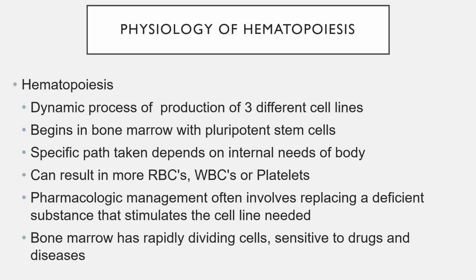Okay, so let's talk a bit about the physiology of hematopoiesis. What does that mean? It means the process of where the three different cell lines that we just saw in the above slide occur, right? The production of red blood cells, white blood cells, and platelets. And it all begins with the stem cell. And the specific path depends on the body's needs, right? So the body may require more platelets.